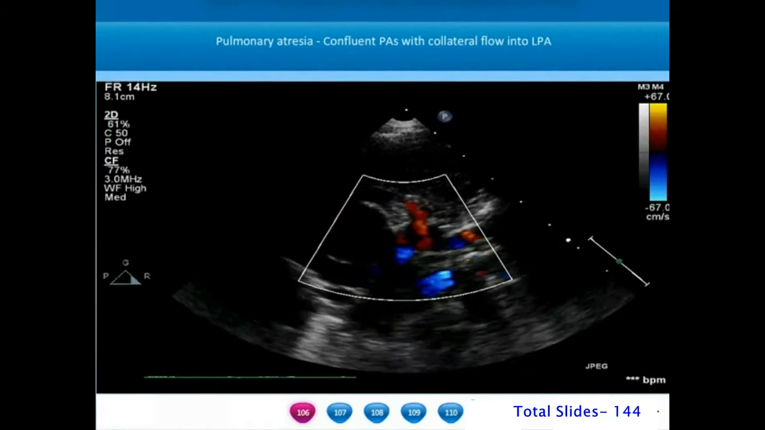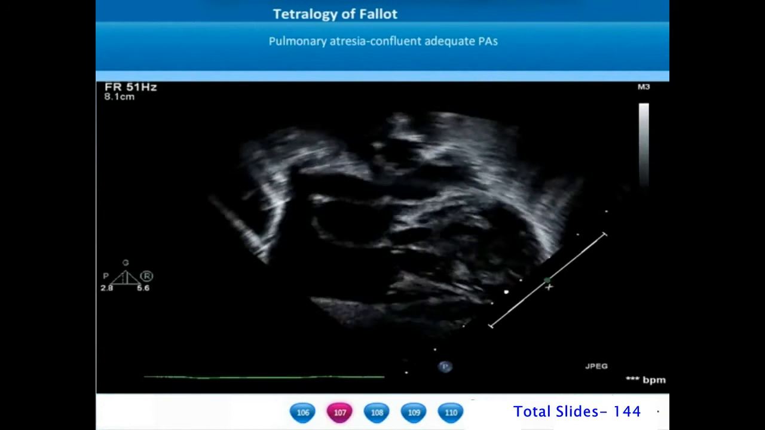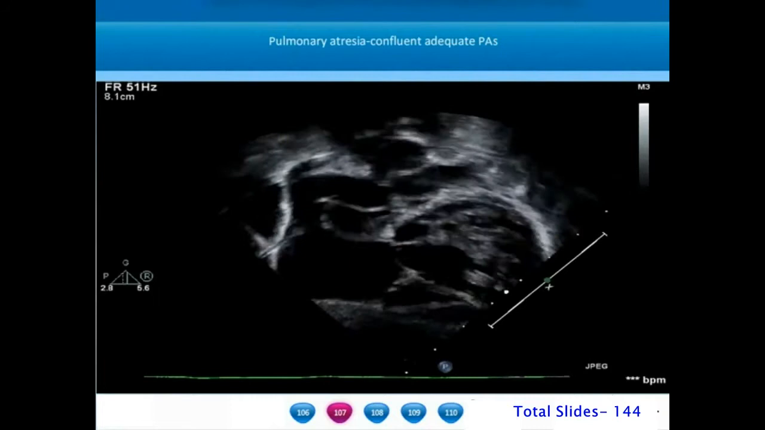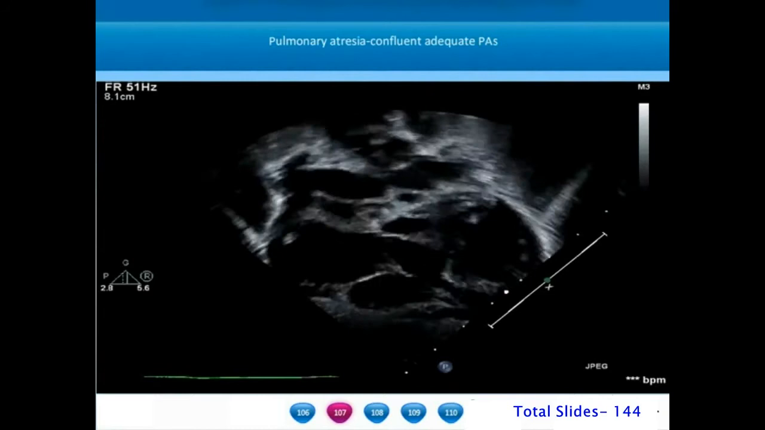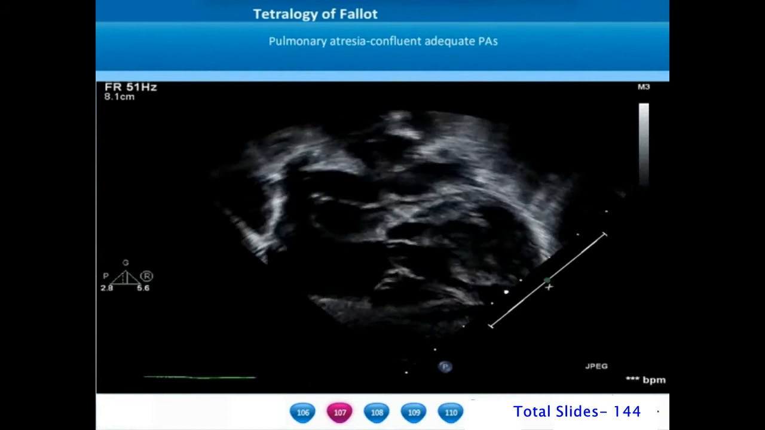In patients where the major aortopulmonary collaterals are too large, the central pulmonary arteries will often be hypoplastic. On the contrary, if there are no major aortopulmonary collaterals, and the ductus arteriosus is the source of flow to the pulmonary arteries, the branch pulmonary arteries and the central pulmonary arteries will be well developed.